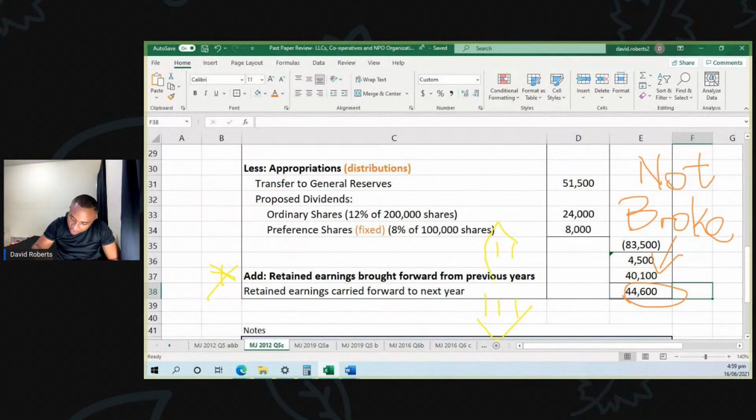This is retained earnings here. Just put our S. That's equivalent to retained earnings, okay? That S on this retained earnings chest is to show that we are not broke. We actually have $44,600 in our business. And yeah, that was the appropriation account. That was the appropriation account, May, June 2012. Now we real rich.